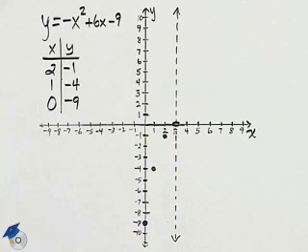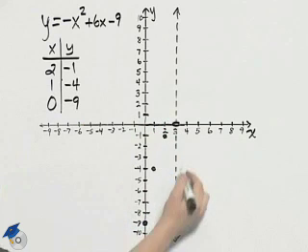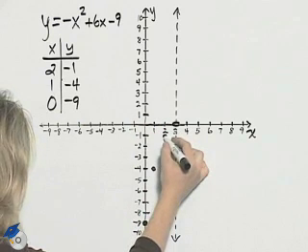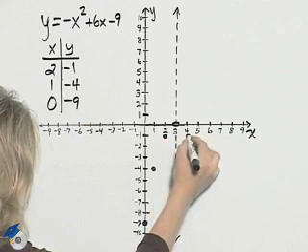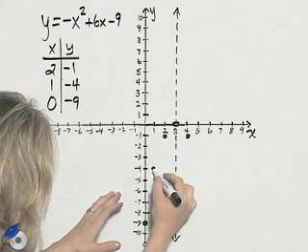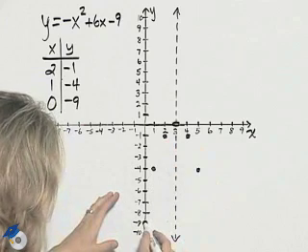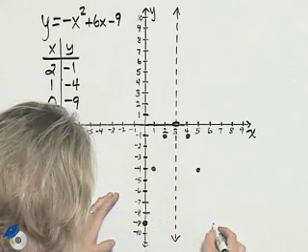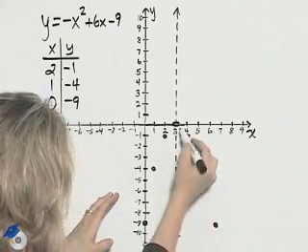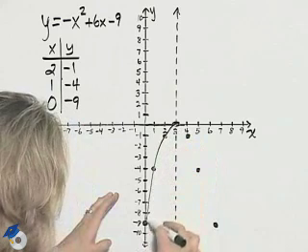I could then use the axis of symmetry to plot 3 other points. This one will mirror with this one. This point will mirror with this point. And finally, this one will mirror with this point. I can now draw my parabola.